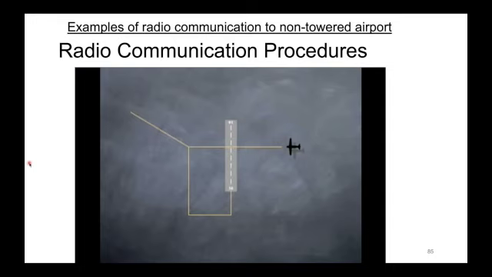A radio call to do this would sound something like this. "Ocala traffic, Cessna 512 Romeo 2 miles to the east, going to overfly the field at 2,000 feet and circle back for the 45 to left downwind runway 36 at Ocala."